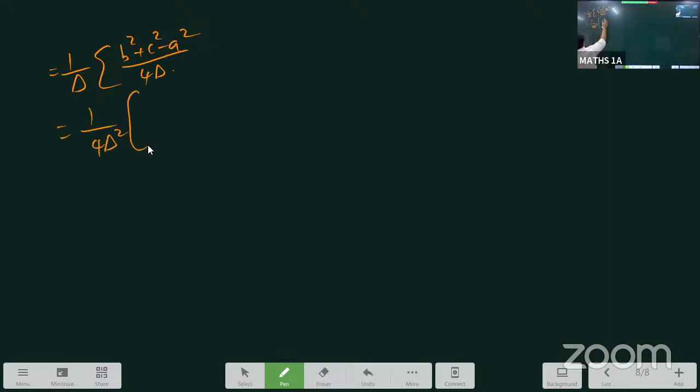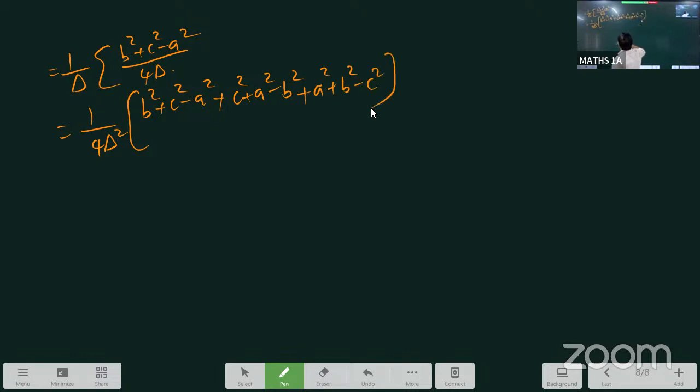That is equal to 1 by delta summation b square plus c square minus a square by 4 delta square. Write this 4 delta outside the summation and now expand the summation. What is your first term? b square plus c square minus a square plus c square plus a square minus b square plus a square plus b square minus c square.